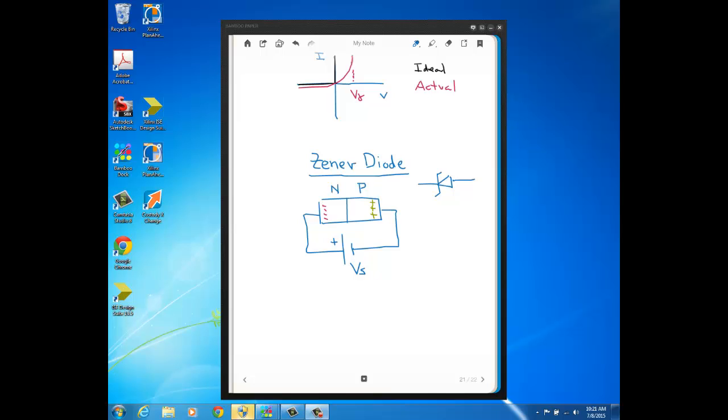This is the first lecture on a Zener diode, and before I talk about exactly what a Zener diode is, I just want to review what we've covered so far in regard to current versus voltage for an ideal diode and an actual diode.